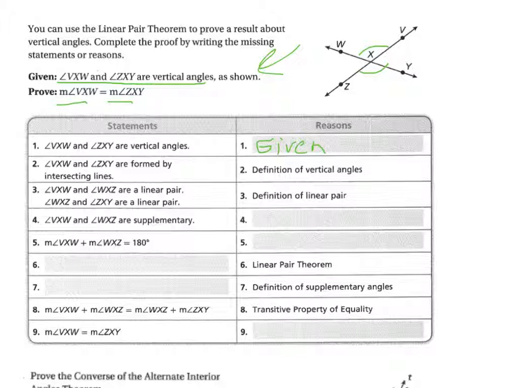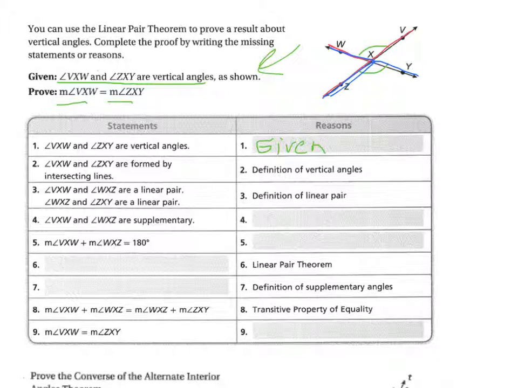Number 3 statement, they're a linear pair. Well, the definition of a linear pair says two adjacent angles that form a straight angle, which those two angles do. VXW and WXZ, and then we also have WXZ and ZXY. So we have two pairs of linear pairs.